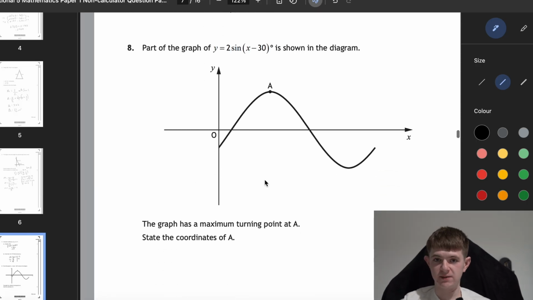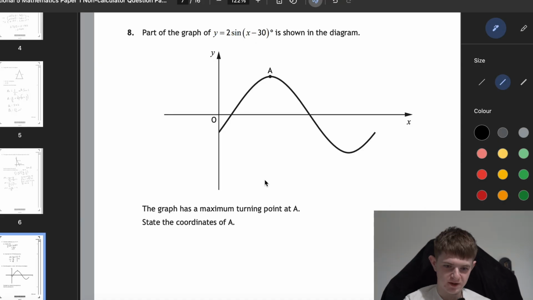This one separates the men from the boys. Big up Santa Claus. Right, this one does separate the men from the boys.